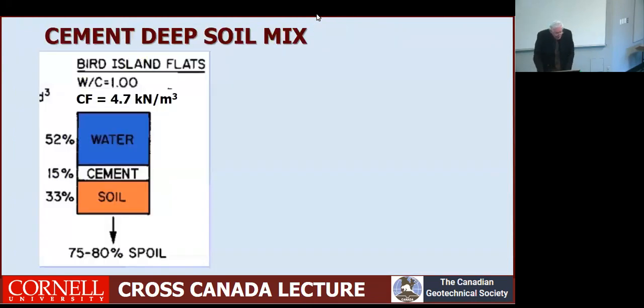In the Bird Island Flats remedial action, we were getting what we call a cement factor of 4.7 kilonewtons per cubic meter. Now, soil cement factor is defined by the weight of the dry cement that was introduced to the soil relative to the volume of the soil that was being treated. So that was an important number, and then the water cement ratio is an important number.